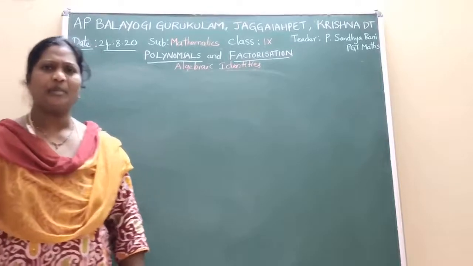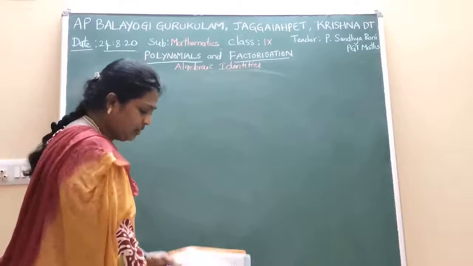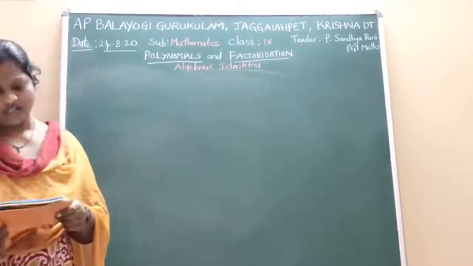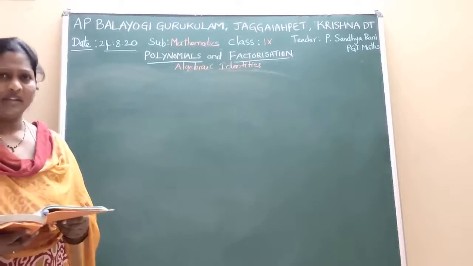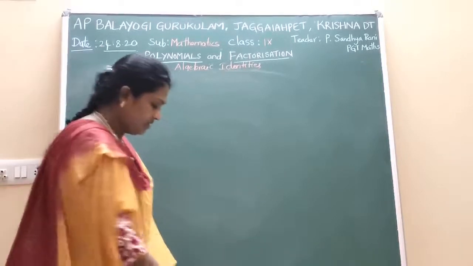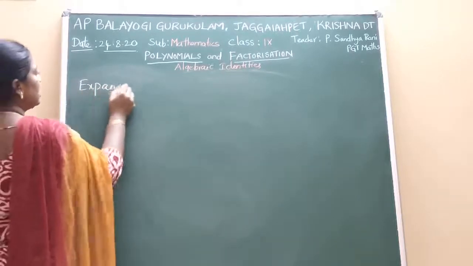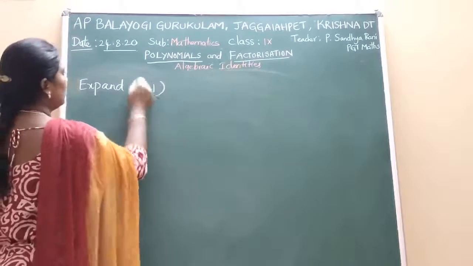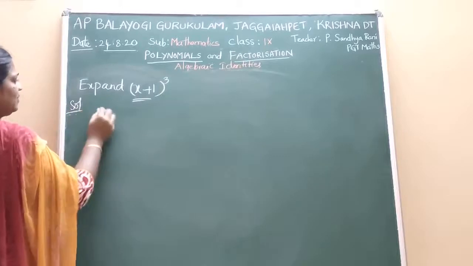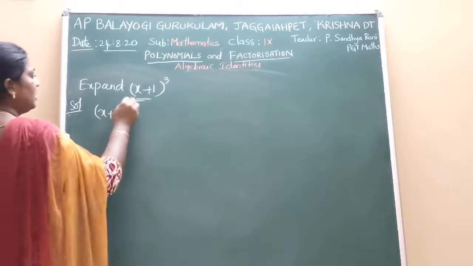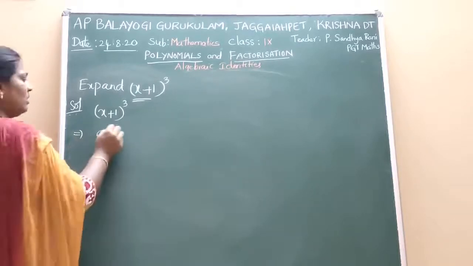Students, let us see some examples where these identities can be used. In our textbook we are having some problems to do on page number 54. Expand x plus 1 whole cube using an identity. Okay, we shall see the problem. Expand x plus 1 whole cube. X plus 1 whole cube looks like which identity? That is a plus b whole cube.